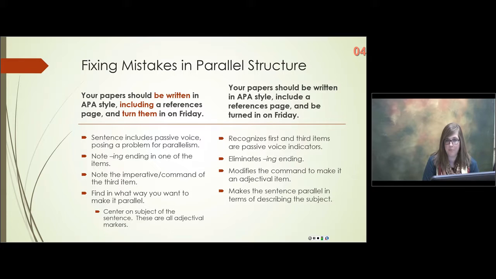So this sentence recognizes that you're still using passive voice. It takes away that ing ending, which was really problematic for our parallel construction, and it modifies the command item to make it an adjectival term. And then it makes the sentence parallel by also always describing the sentence.